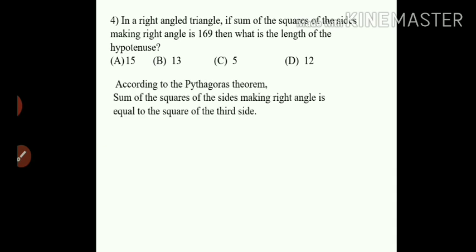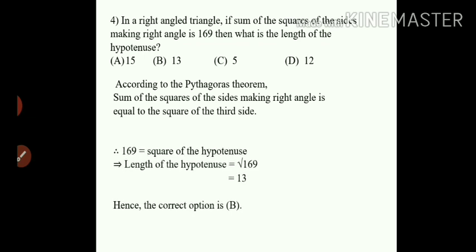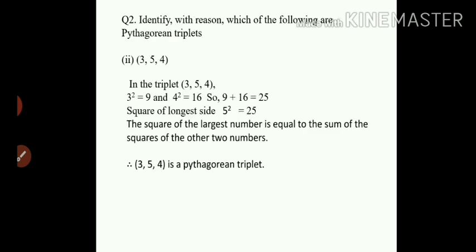We know, according to the Pythagoras theorem, the sum of squares of the sides making the right angle is equal to the square of the third side, means hypotenuse square equals side 1 square plus side 2 square. So that means 169 is the square of the hypotenuse. So the length of the hypotenuse will be, I will take the square root, root 169 is 13. That means option B is the correct option.